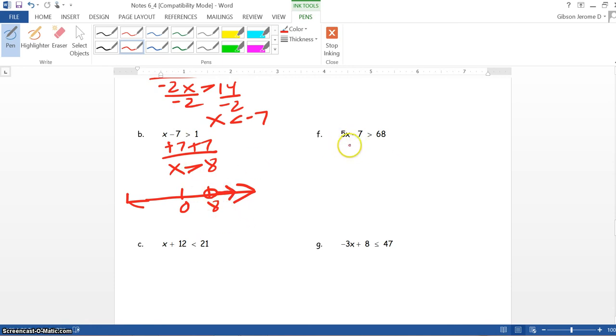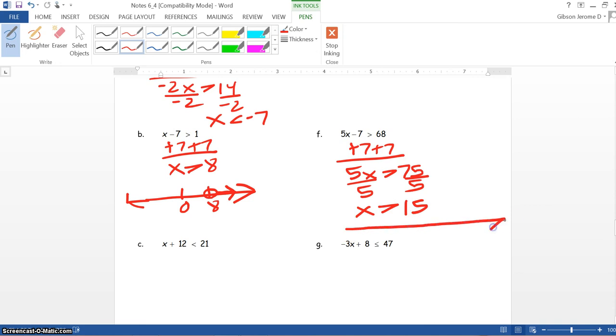Now, we go here to F. We will add 7 on both sides. We will have 5x is greater than 75. Divide each side by 5, and x is greater than 15.